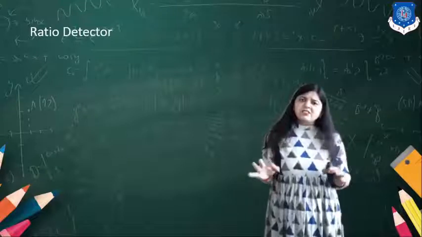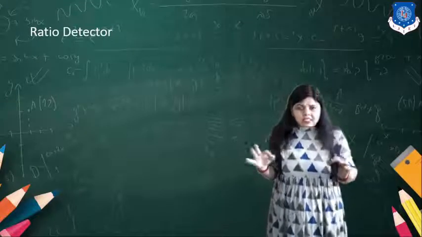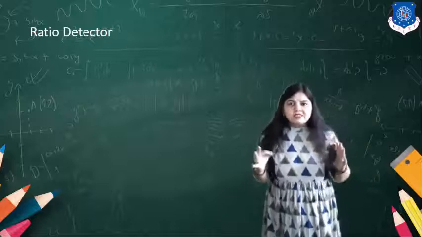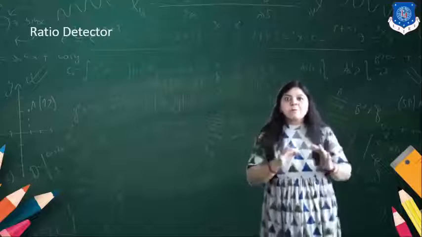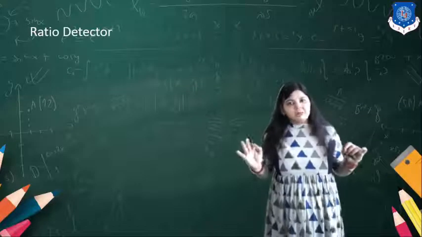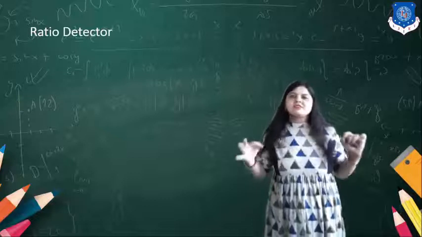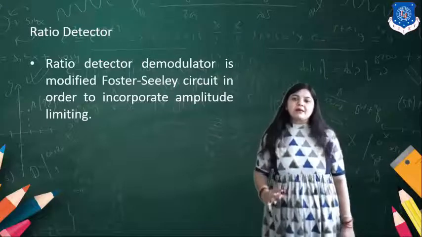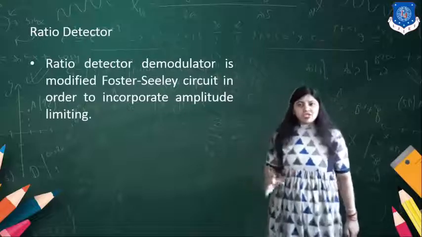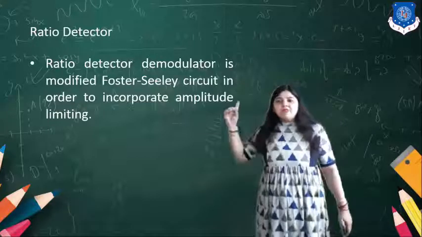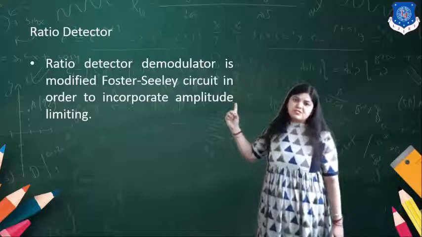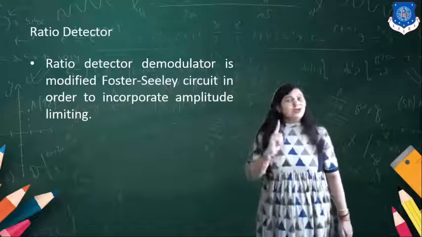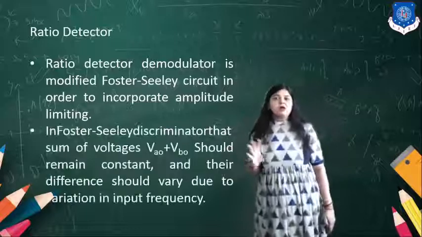Only a slight change is provided in the Foster Seeley discriminator, and on the output side there is a capacitor connected just for improving the amplitude limiting problem. So this is the thing with the ratio detector, or else it is simply the same as the Foster Seeley circuit. The ratio detector demodulator is a modified version of the Foster Seeley circuit in order to incorporate amplitude limiting. So this is the thing that you need to remember.